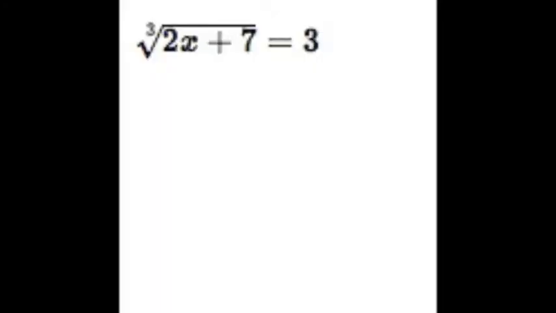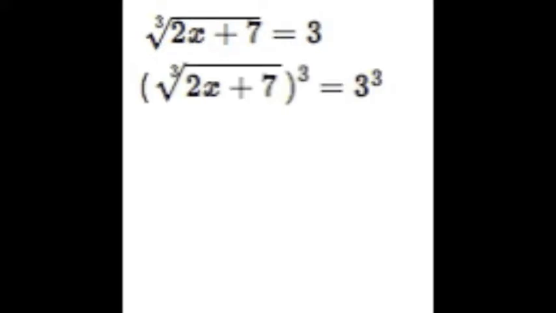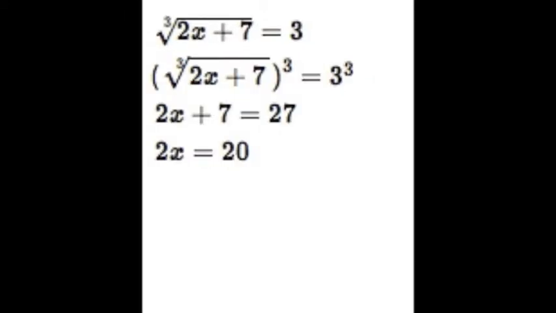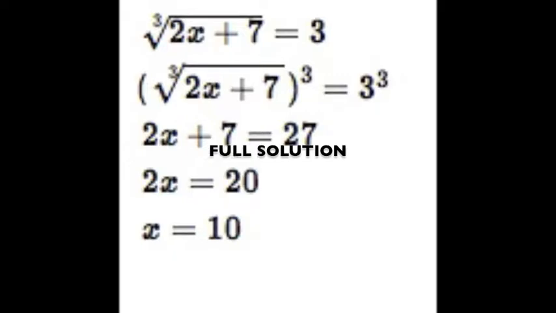The cubed root of 2x plus 7 equals 3 is an example of a radical equation. First, you raise each side to the third power. This cancels out the cubed root sign on 2x plus 7 and leaves you with 2x plus 7 equals 3 cubed. 3 cubed is equal to 27, so you have 2x plus 7 equals 27. Next, you subtract 7 from each side to get 2x equals 20. Then you divide each side by 2 to get x equals 10.